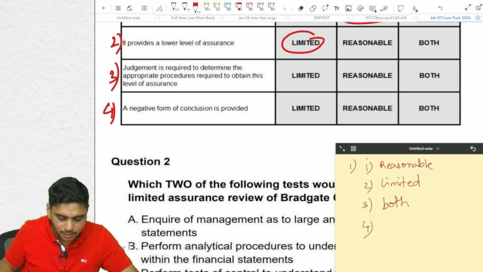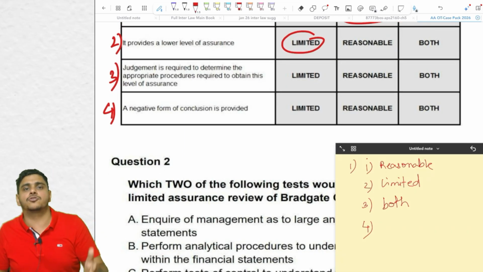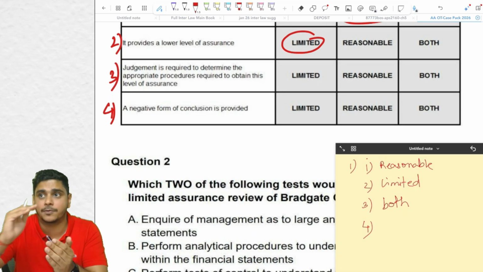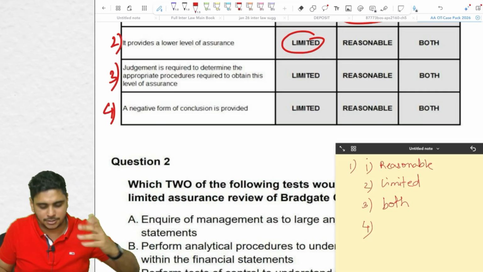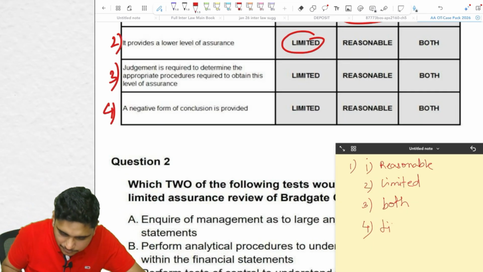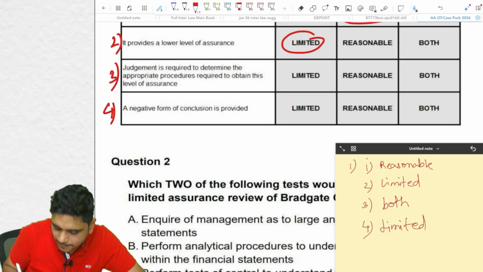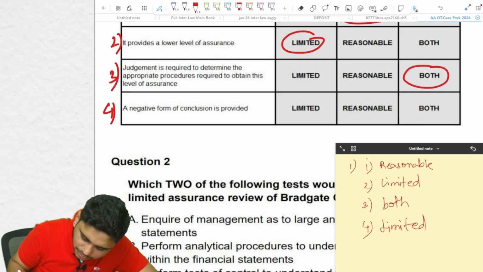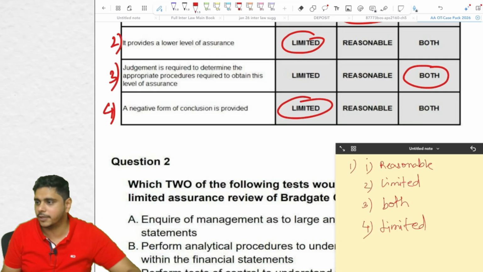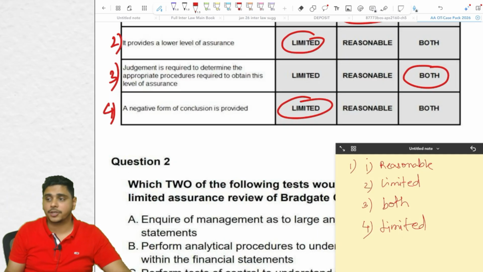Fourth, a negative form of conclusion. In audit, reasonable assurance, we provide positively worded assurance. Review provides negative, limited assurance. What is it? Limited. So please check your answers. This I am circling as both. This I am saying is limited, review. Okay. We'll check the answers later on. Okay.